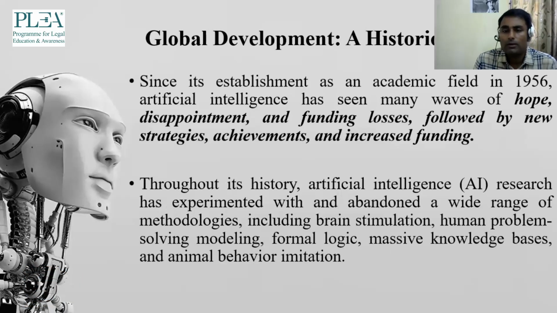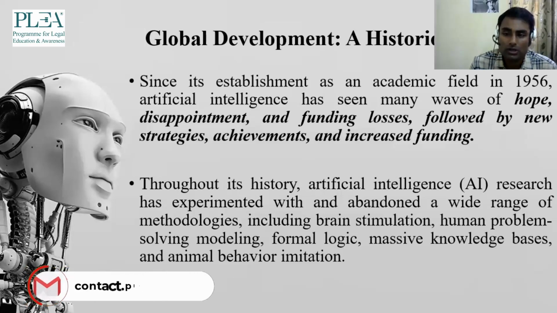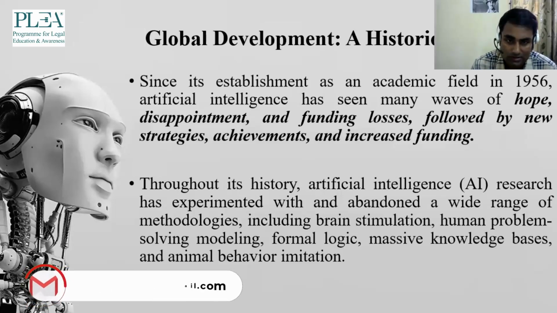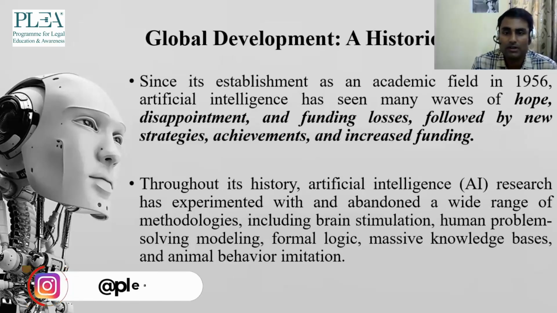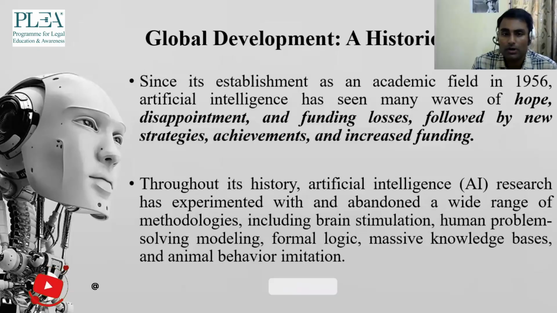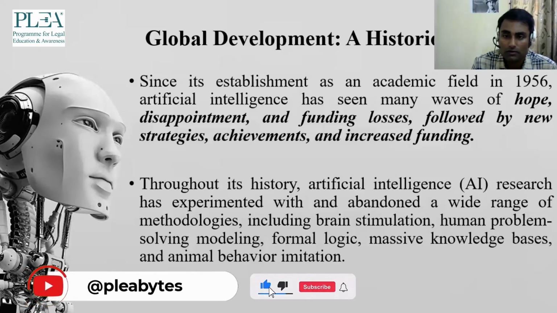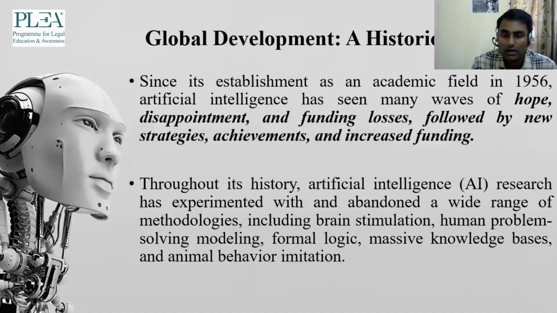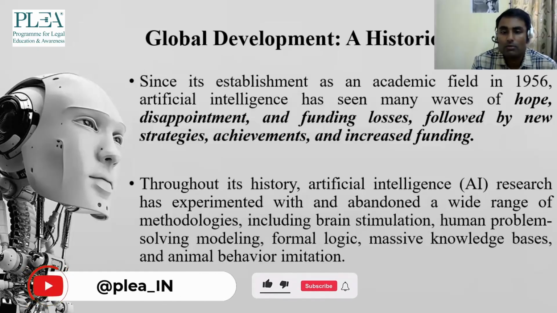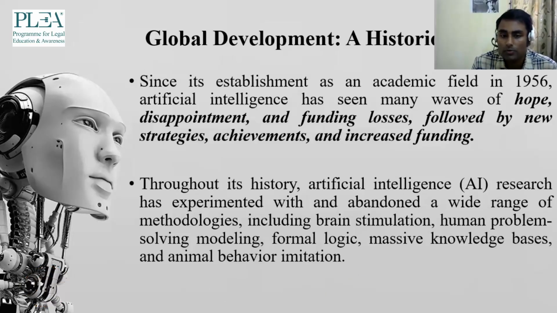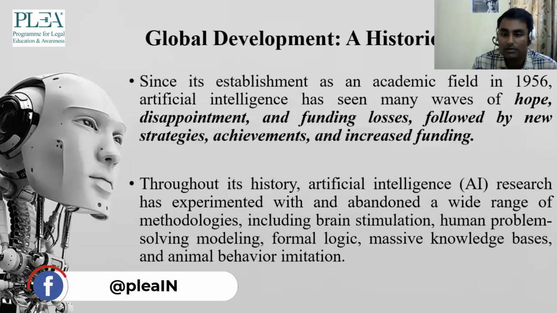In the case of global development, if we go for the history of artificial intelligence, since its establishment as an academic field in 1956, AI has seen many waves of hope, disappointment, and funding loss, followed by new strategy achievements and increased funding. Throughout the entire system, artificial intelligence research has experimented with a wide range of methodologies, including brain simulation, human problem-solving modeling, formal logic, massive knowledge bases, and animal behavior imitation.